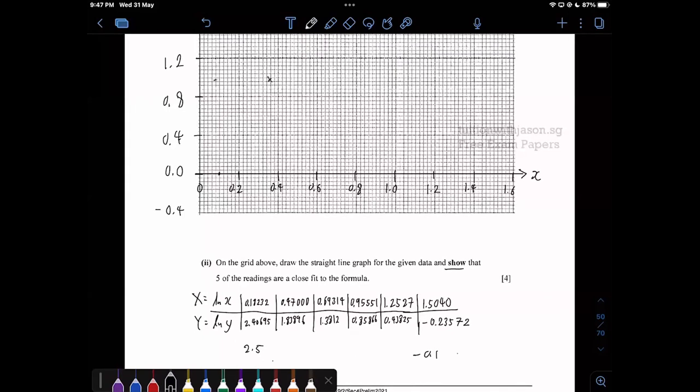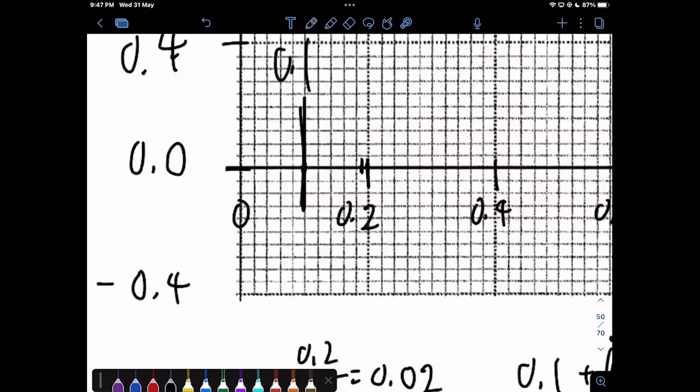0.18232. Let's just approximate. 0.1 is here. Each tiny box will be worth how much? Let me calculate this. 0.2 divided by 10, so it's around 0.02. For 0.18, it's 0.1 plus 0.08. 0.08 is how many 0.02s? 4 of them, right? So it must be somewhere between the 4th box or the 5th box after 0.1 here. So it must be somewhere in the middle over here, right?